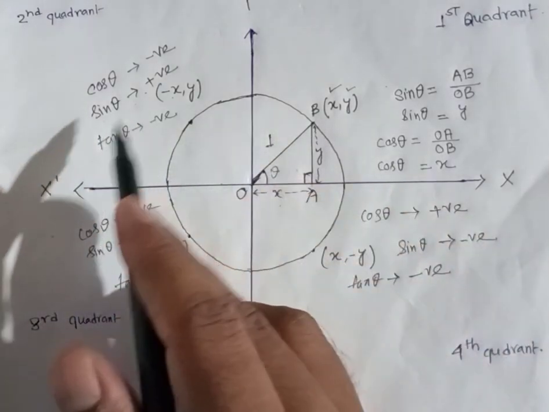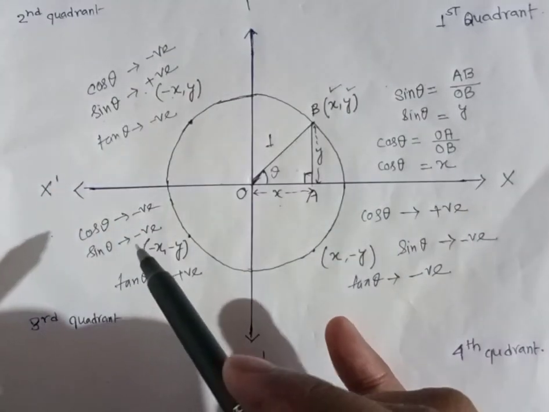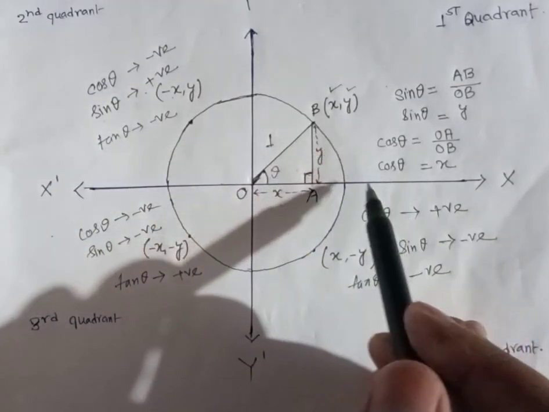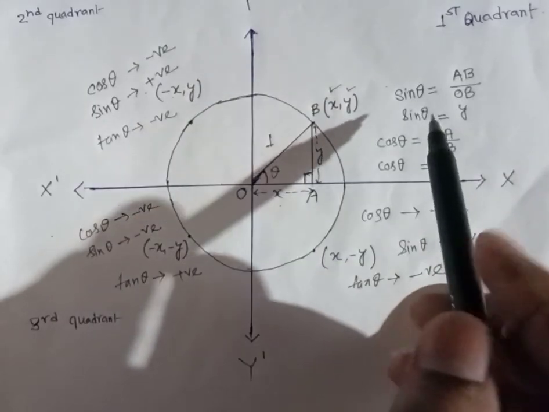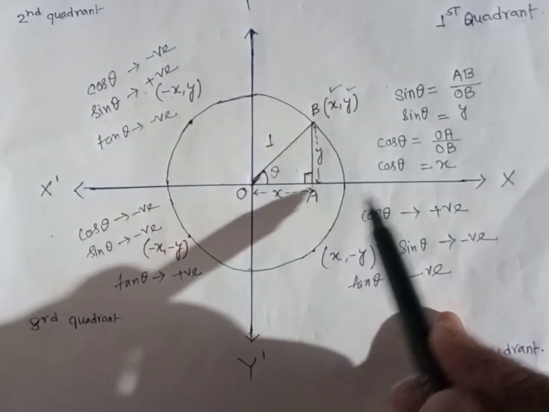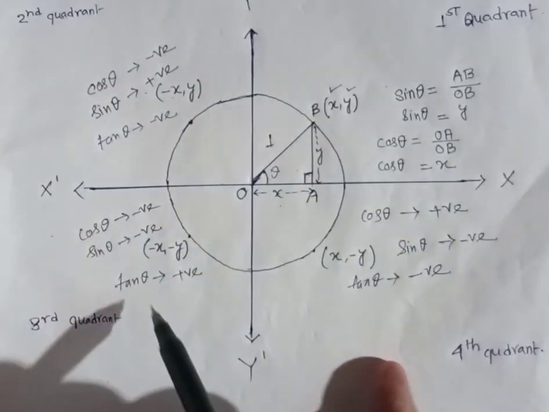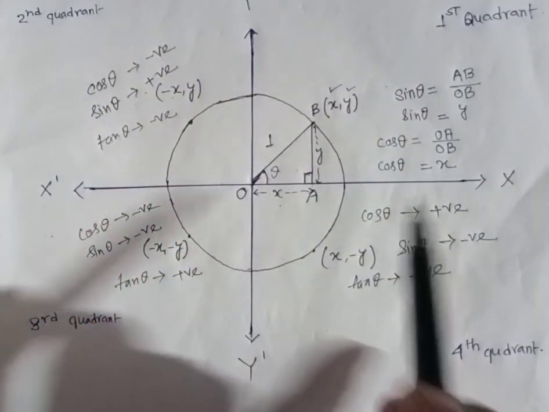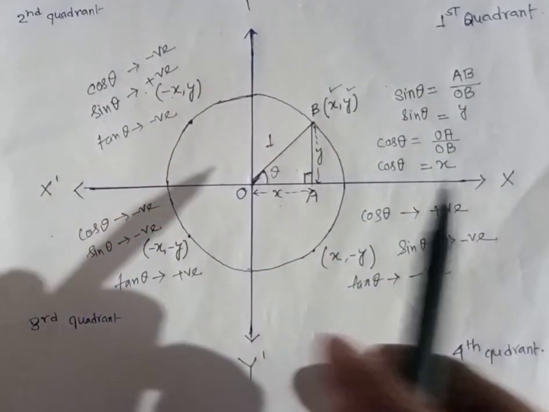Now if we take the reciprocal of these three trigonometric ratios, we will get sec theta, cot theta and cosec theta. So this is how we determine the sign of the trigonometric ratios when the angle lies in different quadrants.